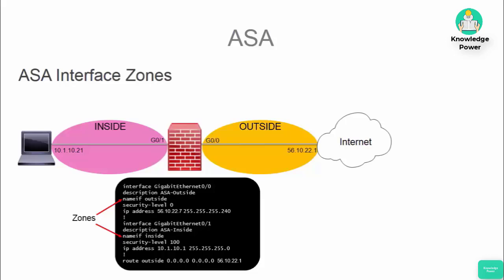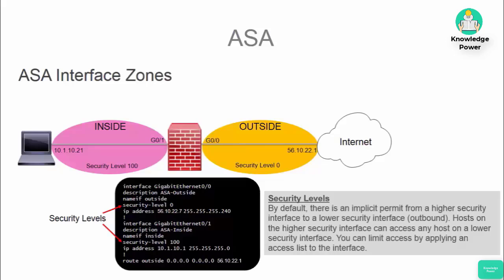Once the zone names are set, then security levels are required to let the firewall know which zones are trusted and untrusted. The security level range is from 0 to 100. The lower the security level, the less trusted the zone is. So we always want the internet-facing zone to be set to 0 and the internal-facing zone to be 100.